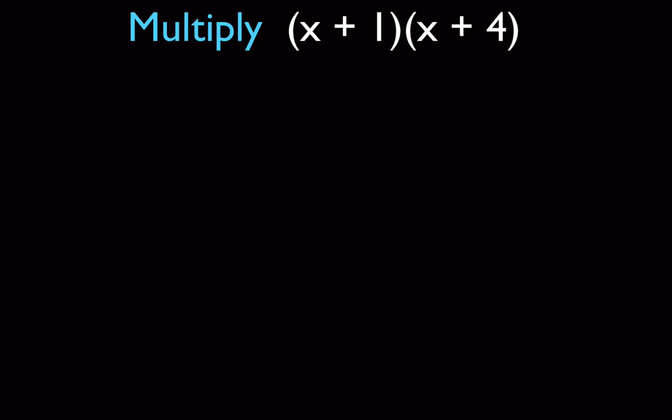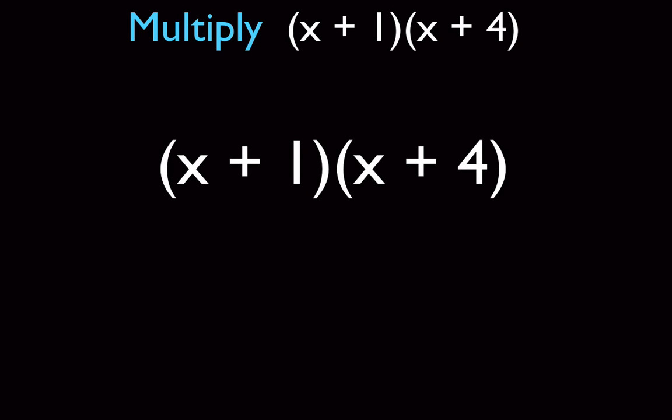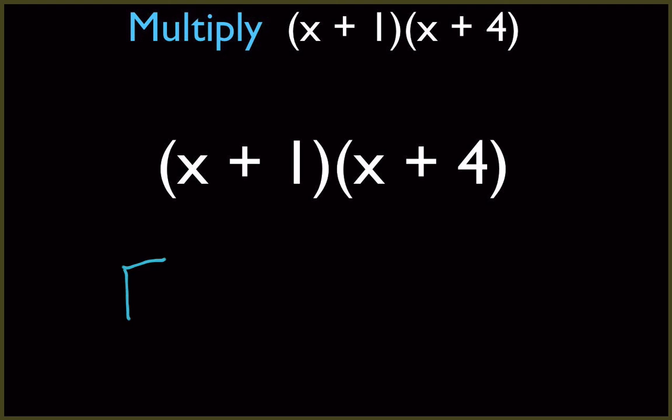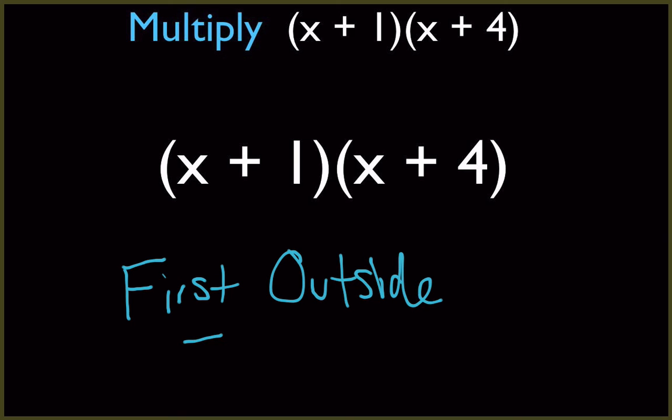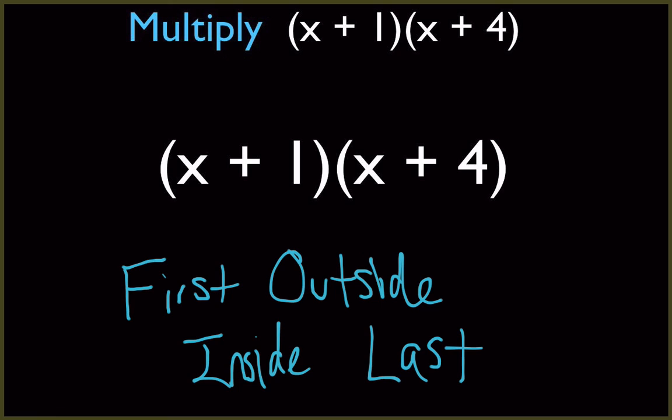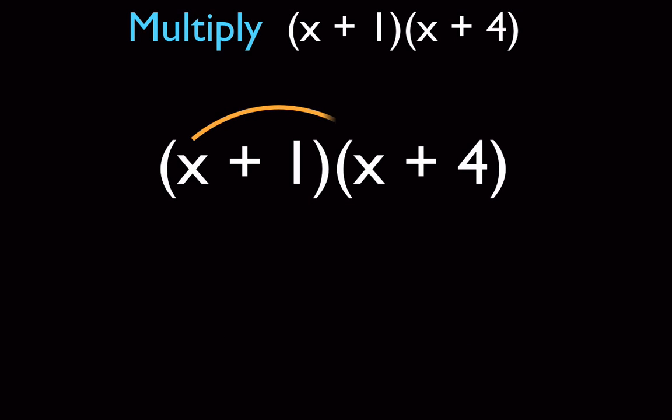All right, we're going to look at a second way to do it, and that way is called FOIL. If you've never done FOIL before, FOIL stands for first, outside, inside, and last. So as you can see, we have F, O, I, L. It just means you multiply all the pieces together.